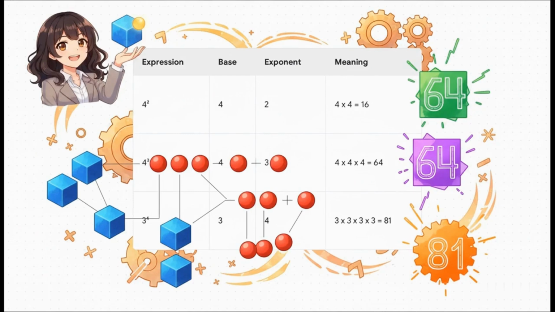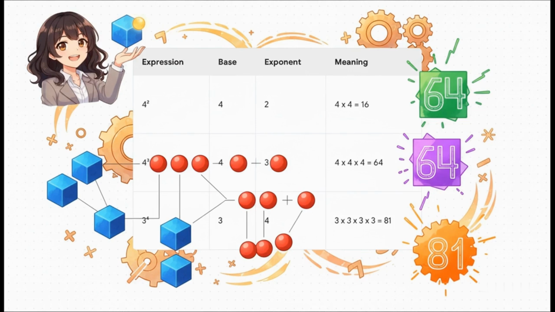All right, let's just walk through this table together. First row, we've got 4 squared. The base is 4, the exponent is 2. So what does that mean? It just means 4 times 4, which is 16. Easy. Next up, our original problem, 4 cubed. Base is 4, exponent is 3, which means 4 times 4 times 4, getting us to 64.